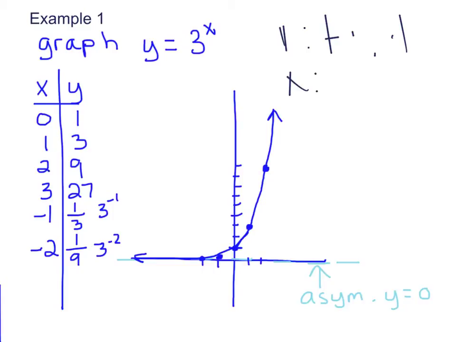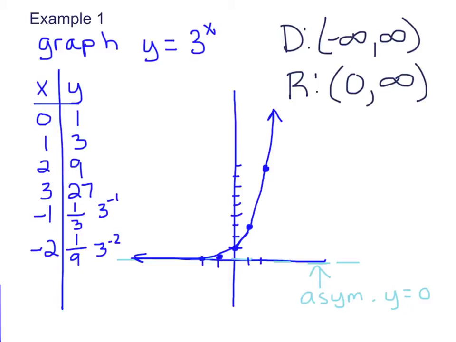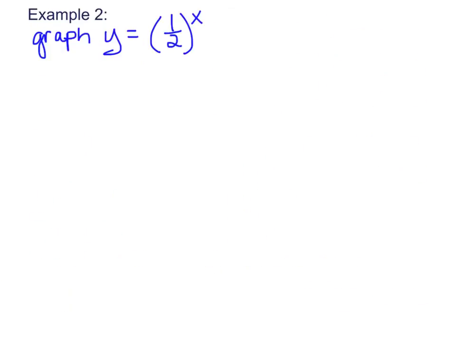My range, the lowest y can be is that asymptote at 0, but it's not actually going to touch it, so go with a soft bracket on 0, and then it is going infinitely upward, so 0 to infinity. And this graph is exponential growth. You can tell this because your b value is greater than 1, and you can tell it by looking at the graph because the graph is from left to right going up, increasing. It's exponential growth.